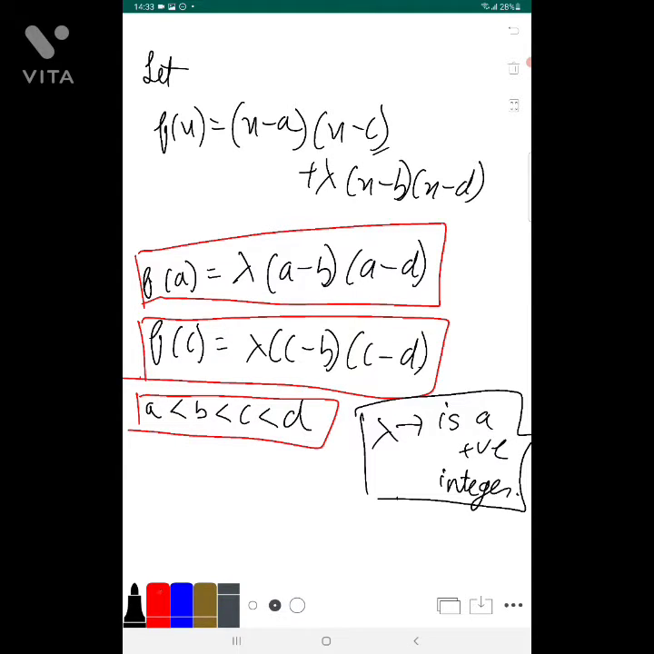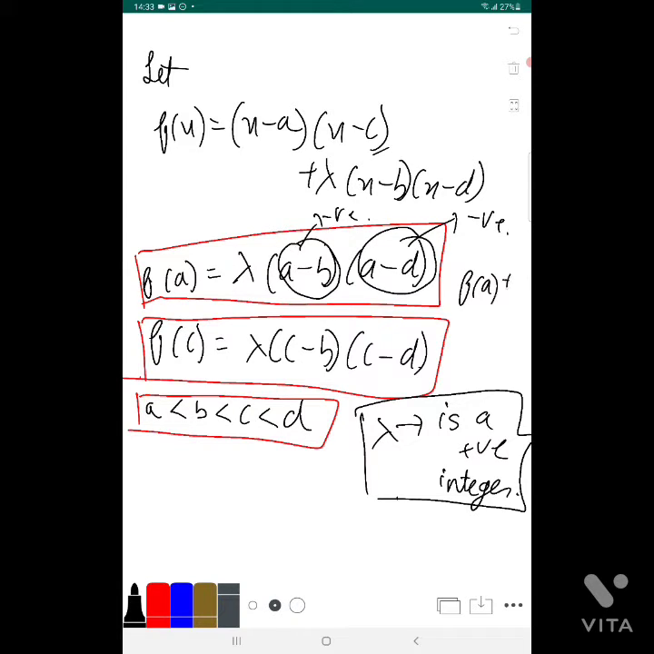Now we have got these: a less than b, b less than c, and c less than d. So if we try to apply this in f of a, we will get f of a equal to lambda of a minus b into a minus d. Now as a is less than b, this a minus b will be negative. A minus d will also be negative. So as a result this whole term turns into positive. So f of a is positive.